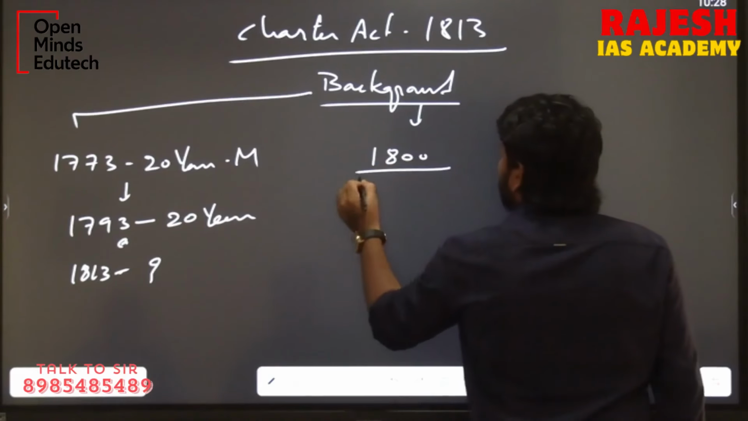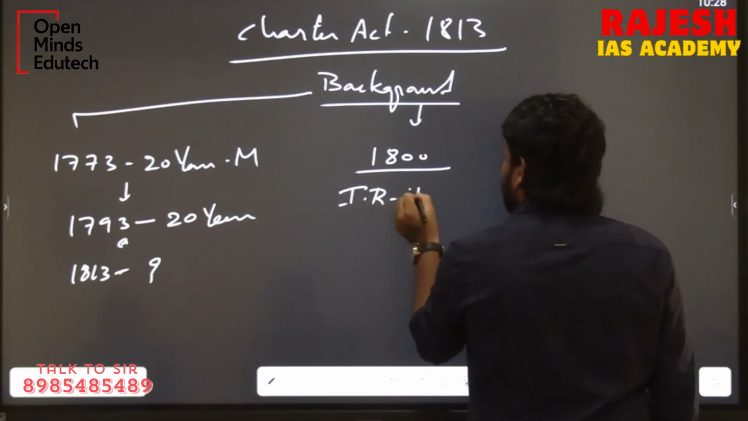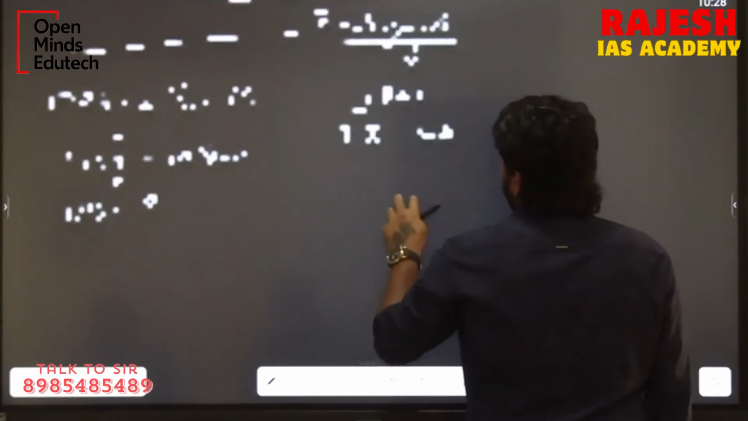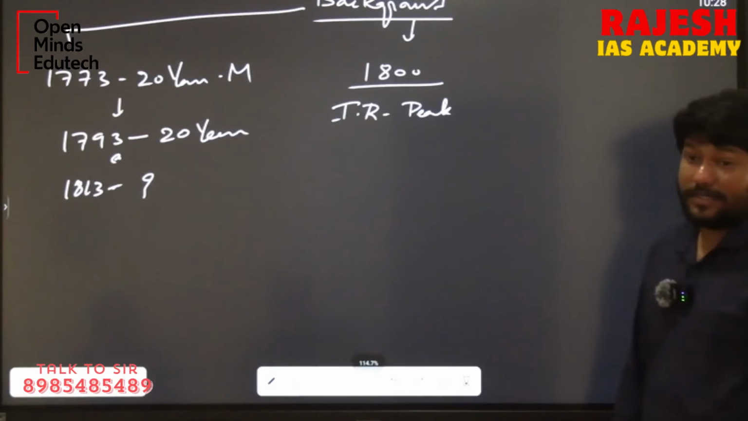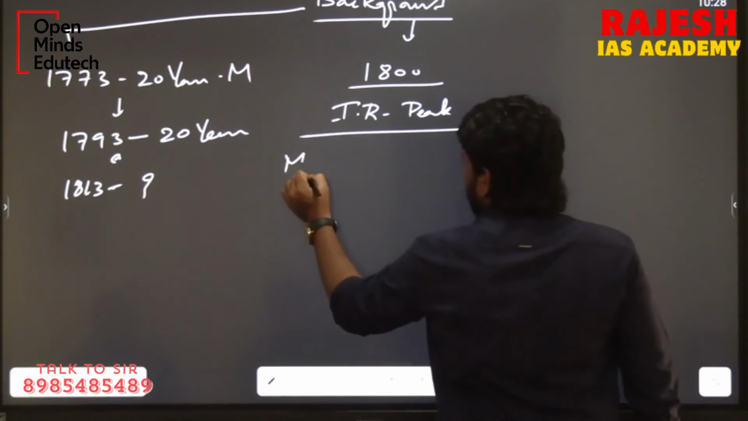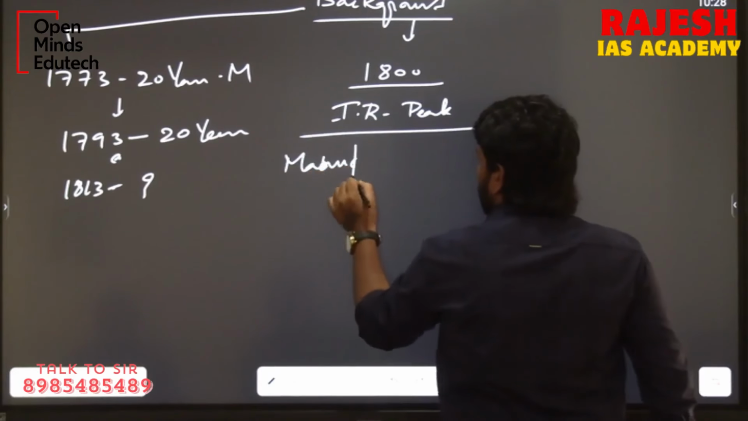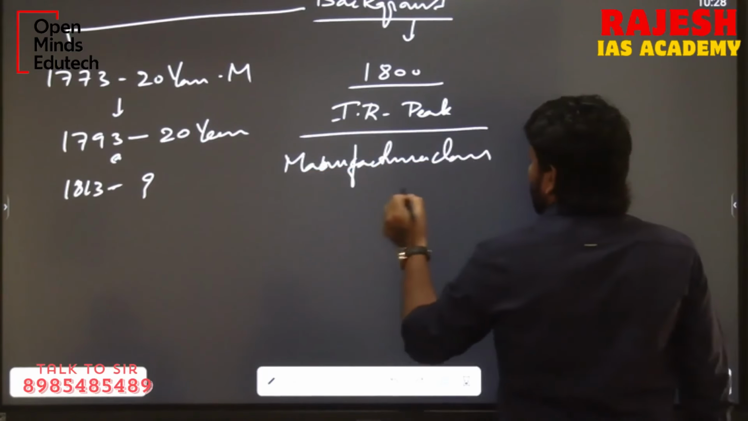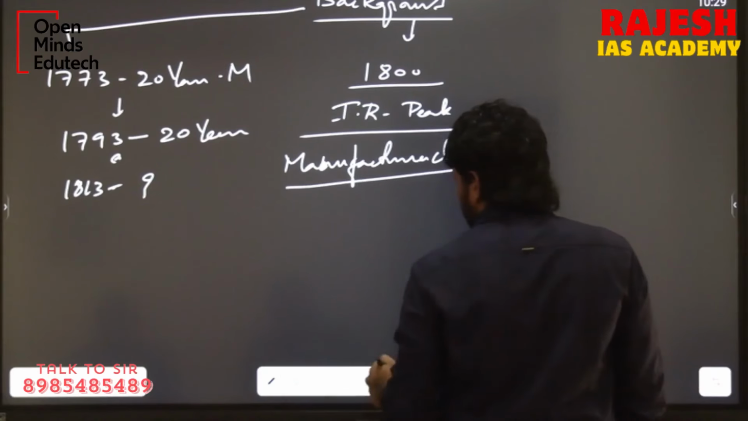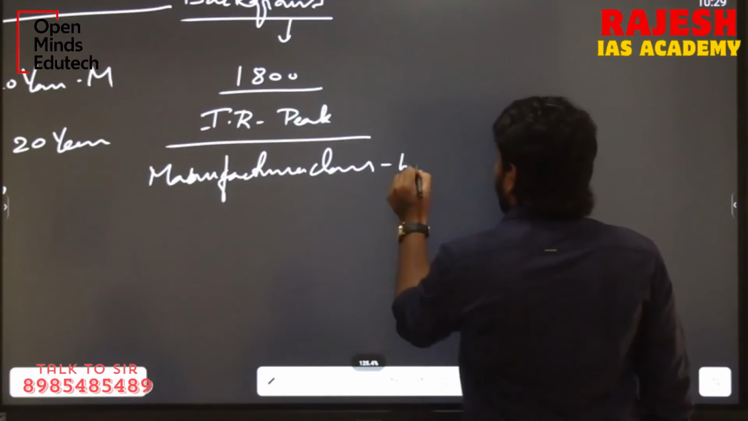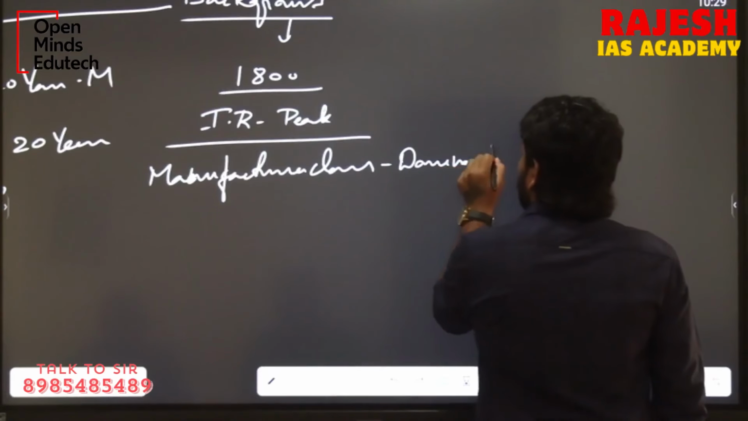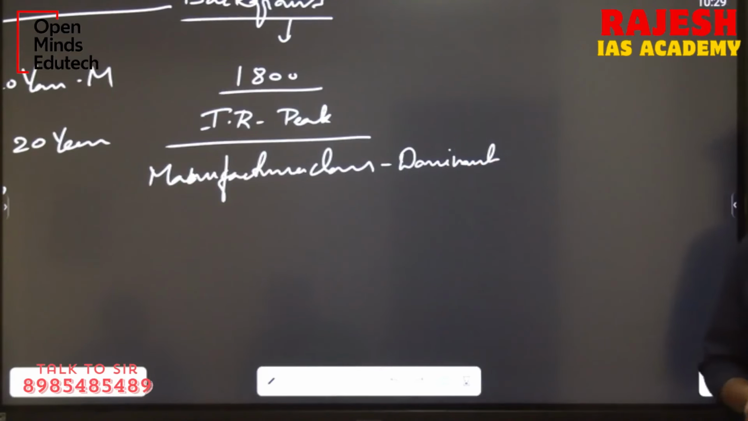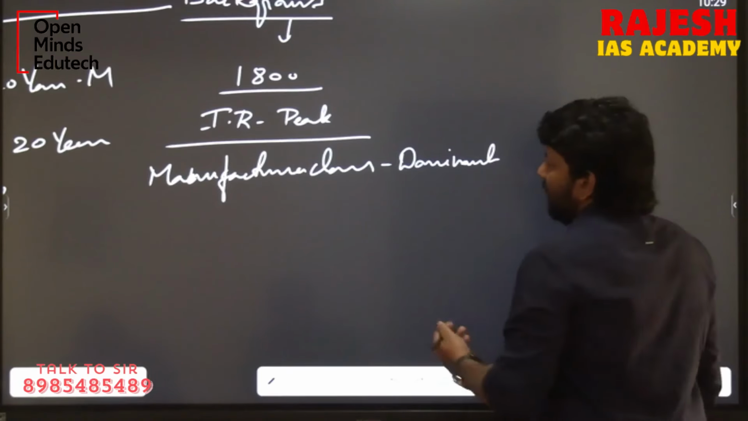By the 1800s, the industrial revolution became peak. The manufacturing class became dominant, with big factories, huge resources and huge money with them.